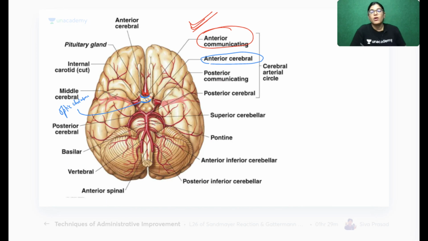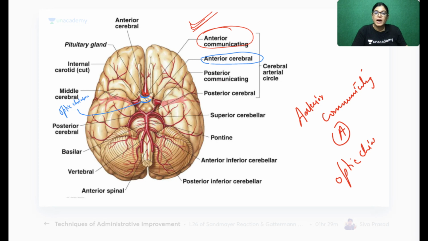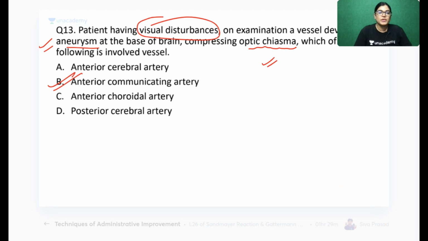Also, in hemorrhage of a berry aneurysm, the most common artery to be affected is the anterior communicating artery. In this diagram, we can see that the anterior communicating artery is lying very close, just anterior to the optic chiasma. So the bleeding or hemorrhage can be from the anterior communicating artery. So here the correct answer will be anterior communicating artery, forming a connection between the anterior cerebral arteries of both sides.